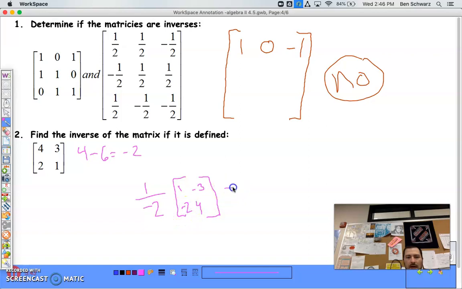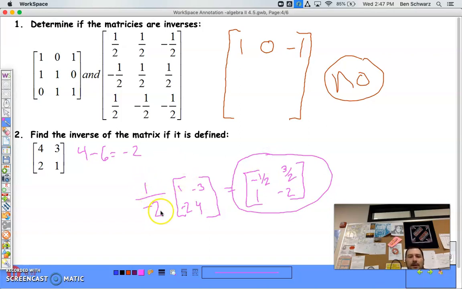-2, and now we multiply. So -1/2 times 1 is -1/2. -1/2 times -3, negative times a negative, so +3 over 2. -1/2 times -2 is +1. And then -1/2 times 4 is a -2. So this is your inverse right there. So pretty simple, okay? Find the determinant, do 1 over the determinant, flip those two, change the sign there, and multiply, boom, you got it.